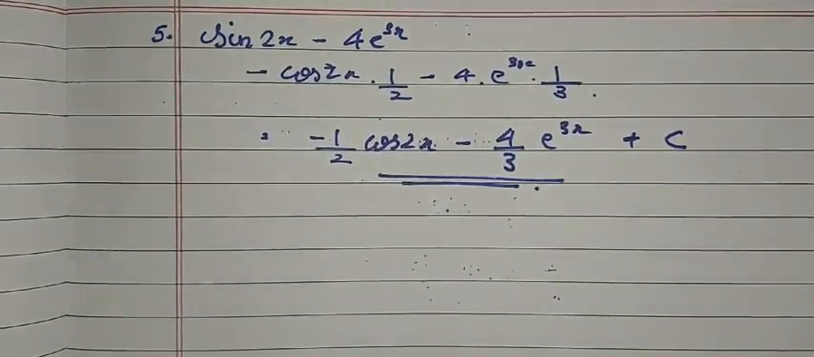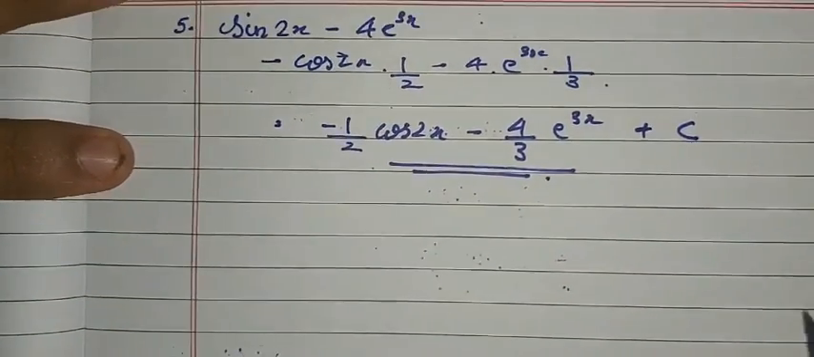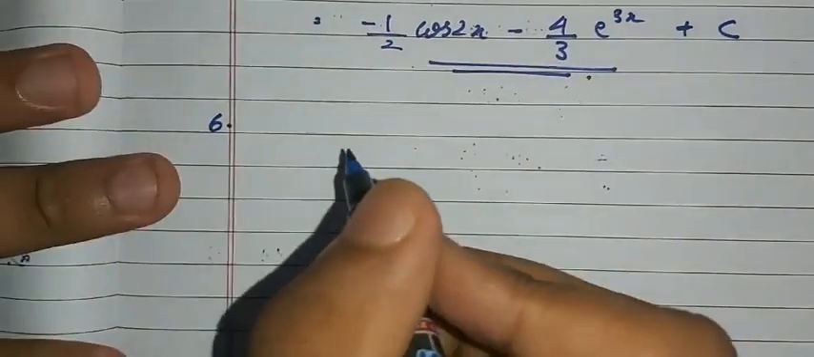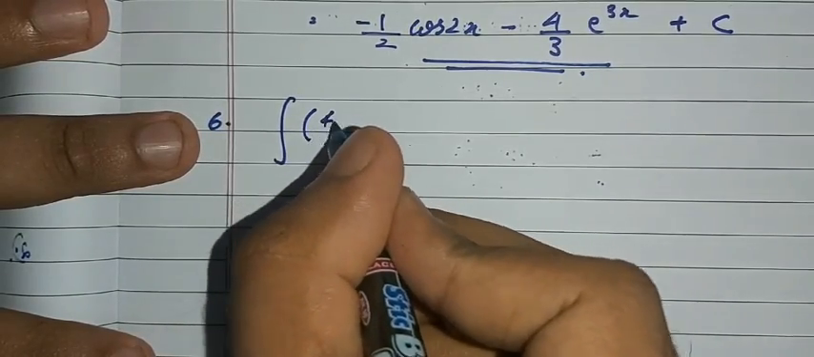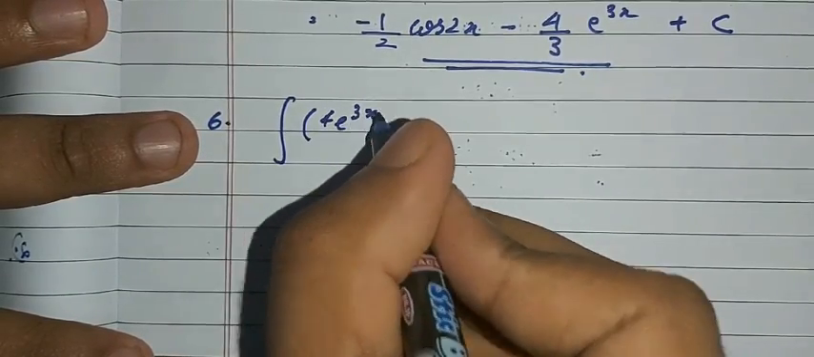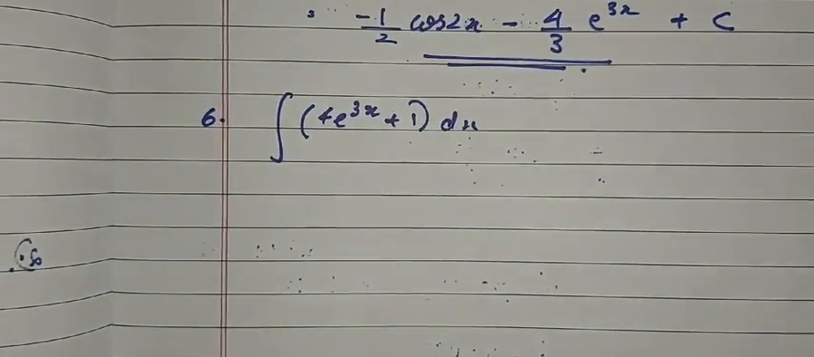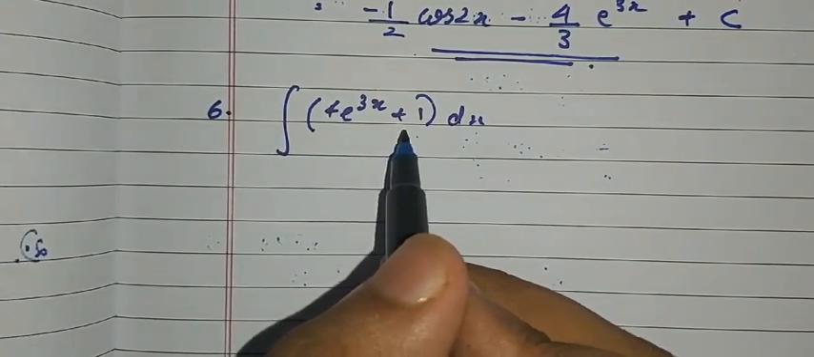Here we finish the first type of questions in this exercise. Now we move on to the second type of question from the sixth question onwards. So what is the sixth question? The sixth question is written as the integral of 4 e raised to 3x plus 1 dx. Now look carefully at this question. There is a plus in between.